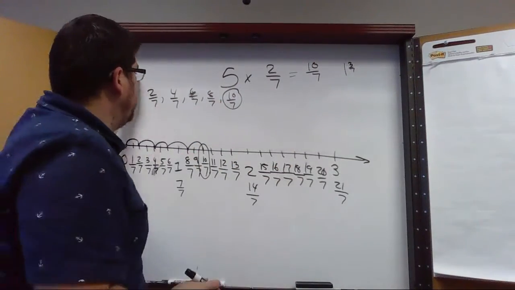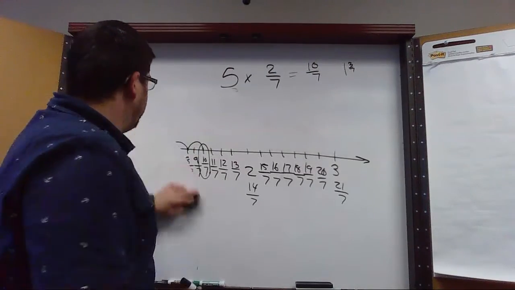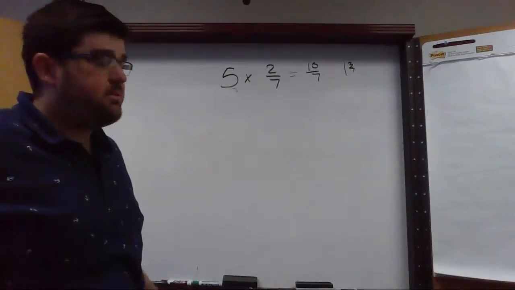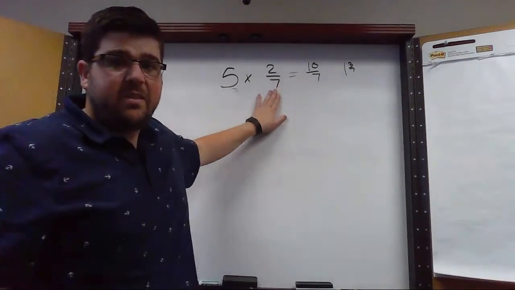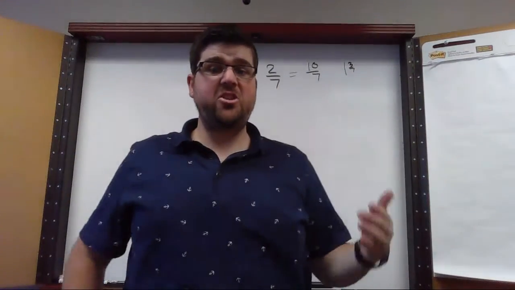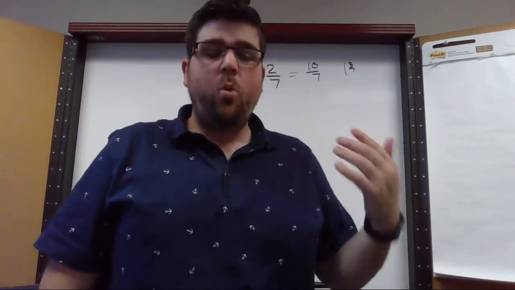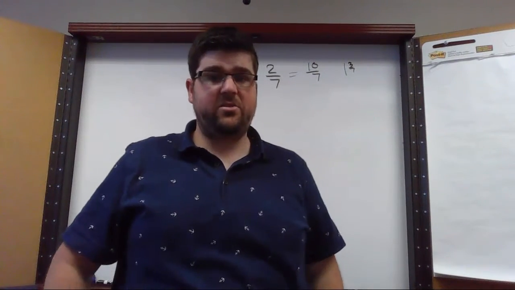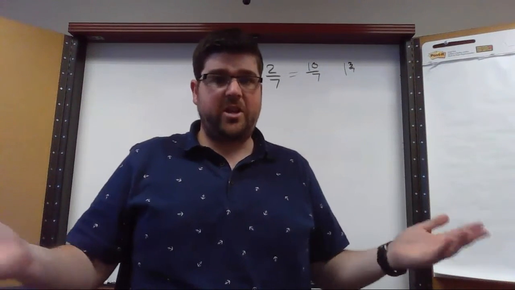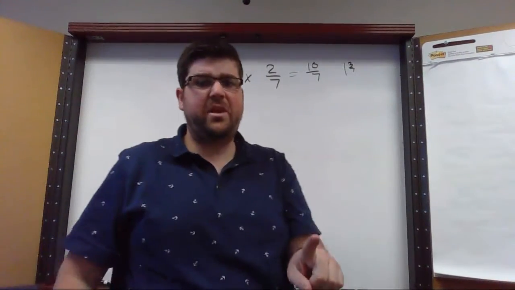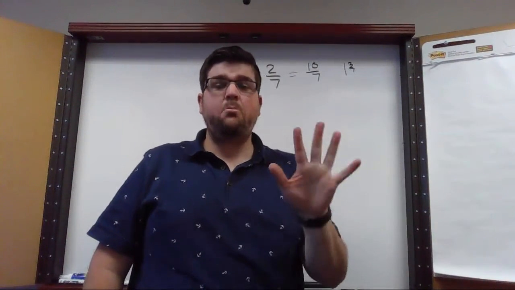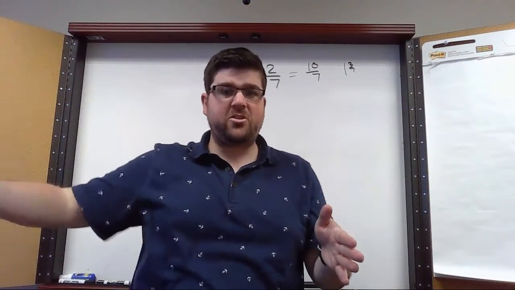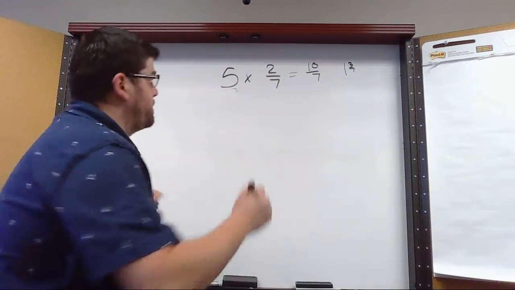One more way you can do it, and this is the algorithm way. Now, if you notice, our answer was 2/7. Our denominator is going to stay the same because we're not changing the size of the pieces. Whenever you change the size of the pieces, the denominator has to change, but we're not doing it in this case, so the denominator does not change. We're counting by the same amount each time, so the denominator of 7 stays the same.